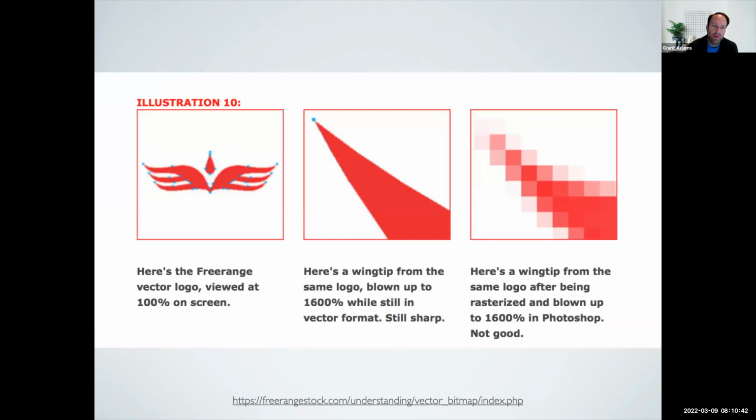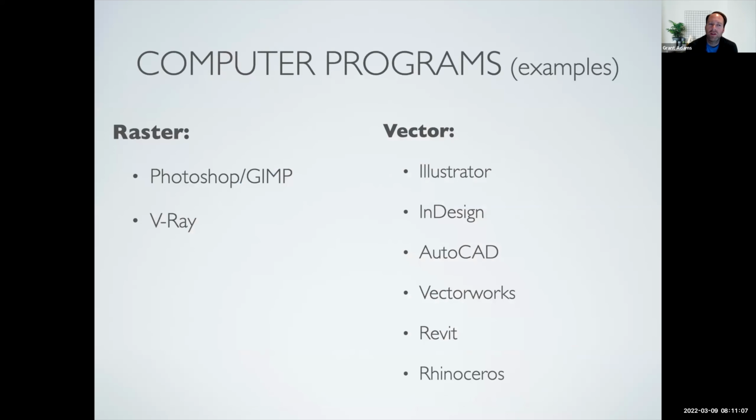Here's another example. Same logo. If we blow up the little tip on the wing, they're using one of these little wing tips as an example, if we blow it up to 1600%, you can see that it's perfectly smooth along the edges. If we took a raster image the same size and blew it up, look at the pixels that we see, the individual color squares. So that's a distinct difference between vector and raster graphics.